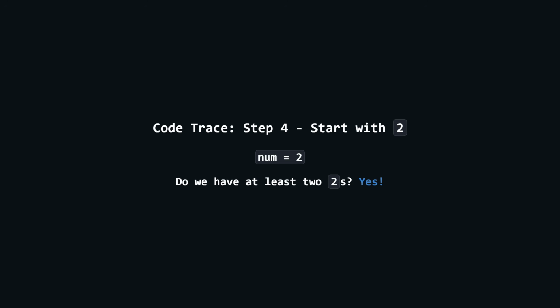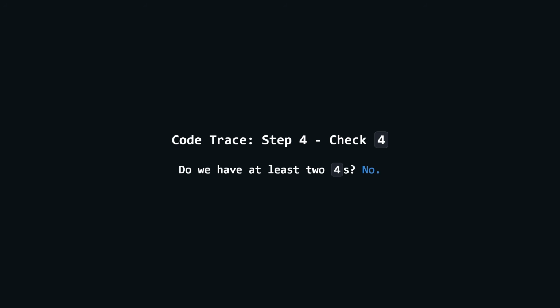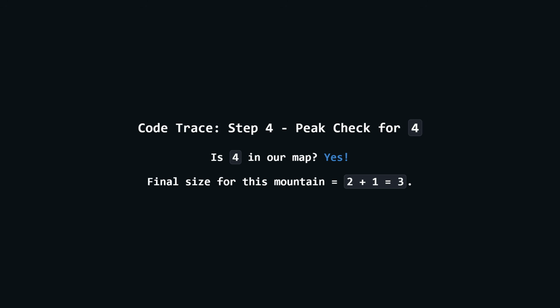Let's try starting our mountain with the number 2. Do we have at least 2 2s? Yes, we do. We add 2 to our current mountain size, and we square our number. 2 squared is 4. Now we need to check if we can continue the mountain with 4s. Do we have at least 2 4s? We check our map, and no, we only have a single 4. So the while loop ends. But we do have at least one 4. That means 4 becomes our peak. We take our size of 2, add 1 for the peak, giving us a total size of 3. 3 is bigger than our previous best answer of 1, so our new best answer is 3.